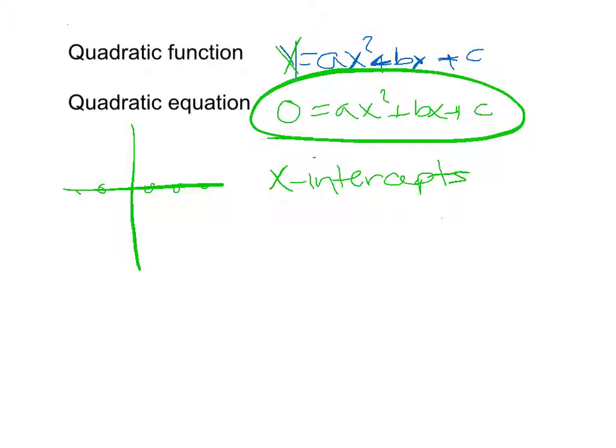Also, when it's in this form, it's called standard form. So if you're ever asked to put something in standard form, you're asked to put it so 0 equals and get everything to one side so that it equals 0. And that would be standard form.